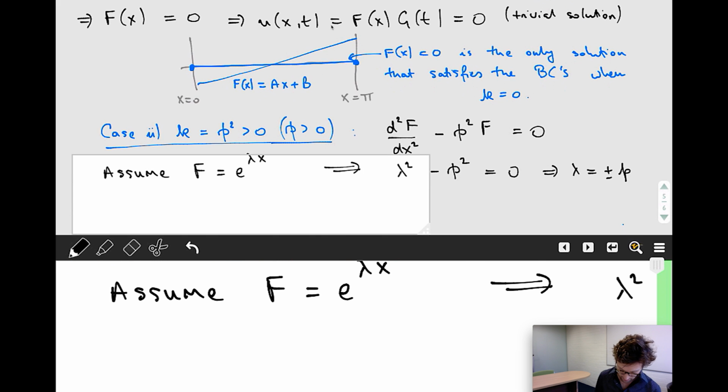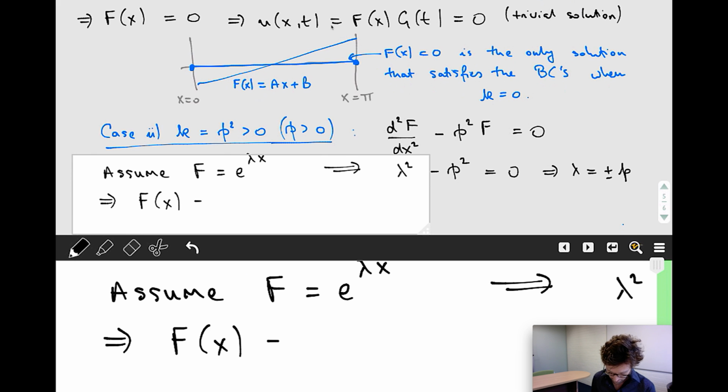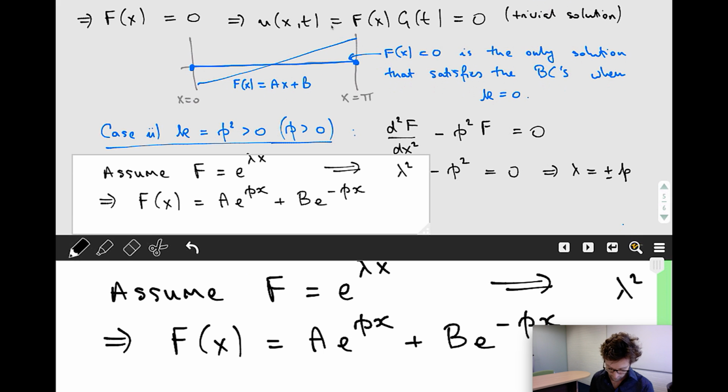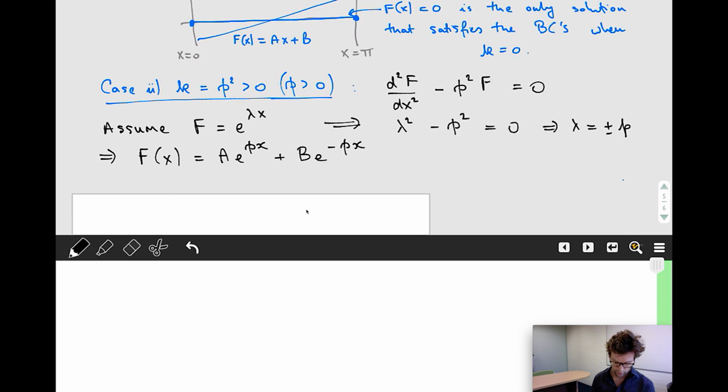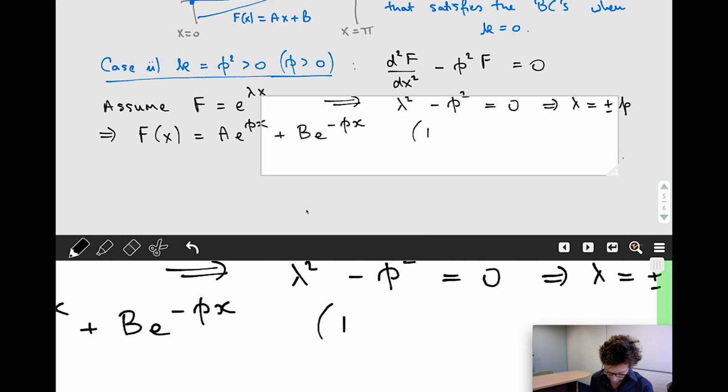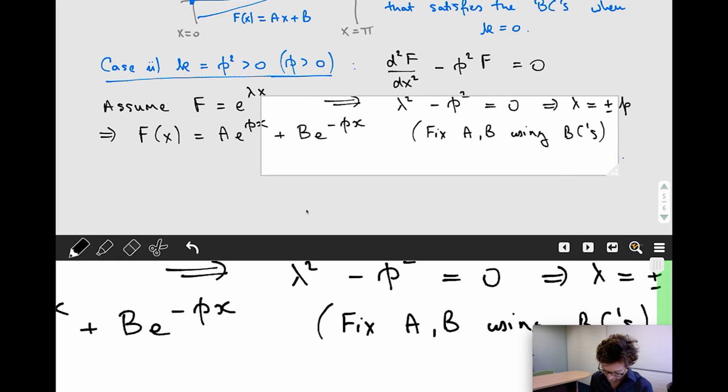So I know then from our methods for solving ordinary differential equations that the solution will be of the form a e to the plus px plus b e to the minus px. Okay, so we're back at the problem that I had before. I have unknown constants of integration a and b that I need to figure out by using my boundary conditions. So we're going to fix a and b using boundary conditions, BCs.